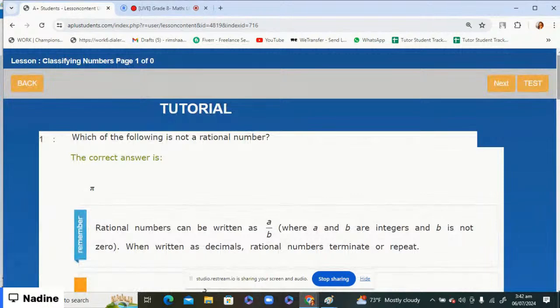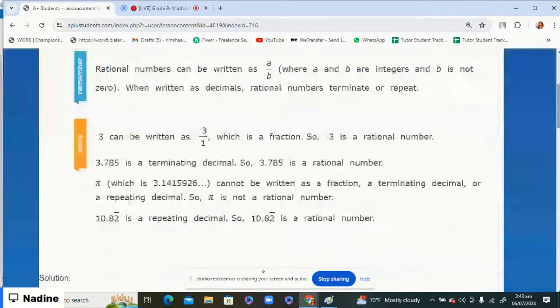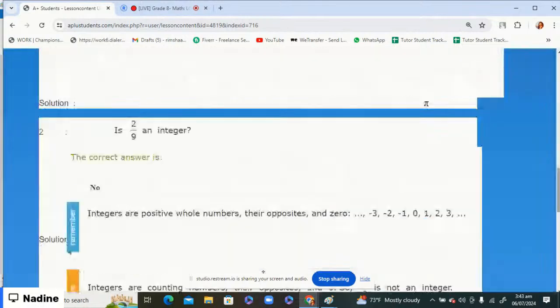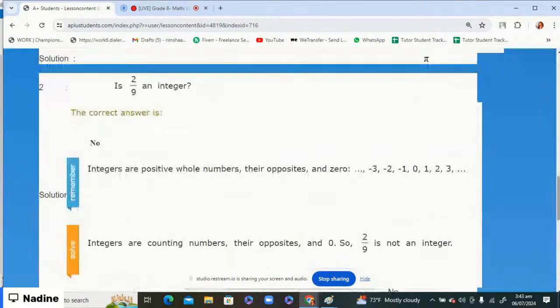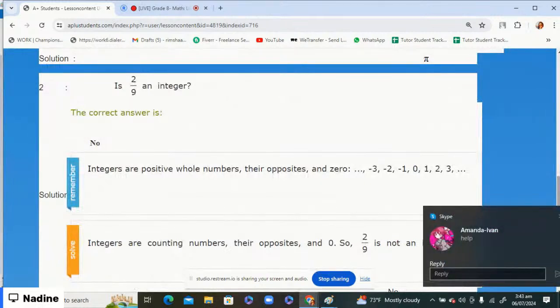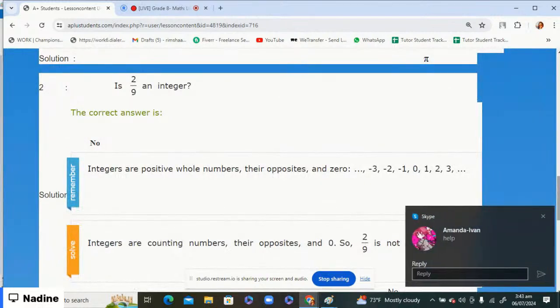Okay, so for now we can say that this is not basically a rational number, because rational numbers are in the form of 2 by 3, 5 by 4, 7 by 9, 2 by 6. So now when we see this, this is an integer.